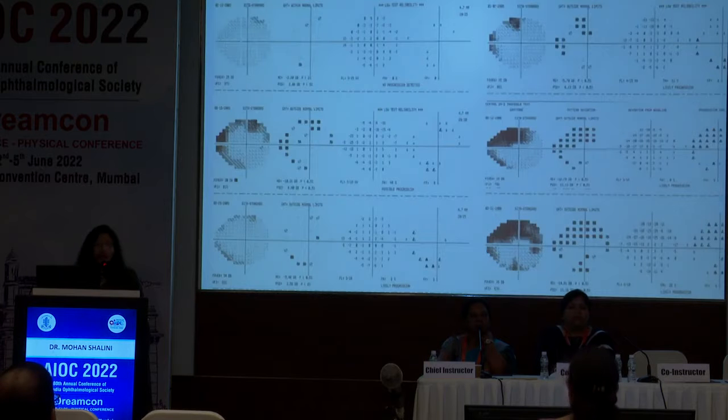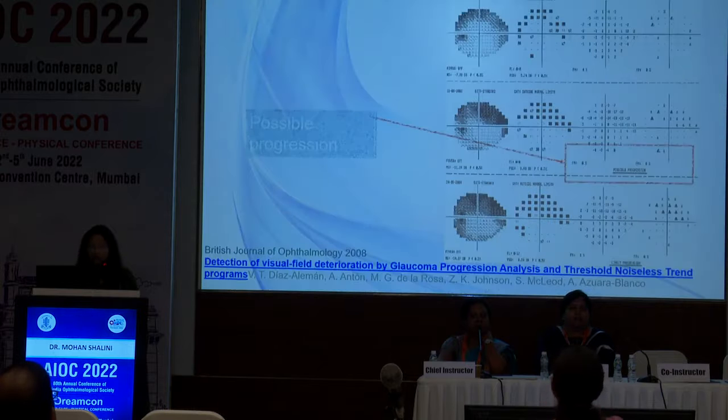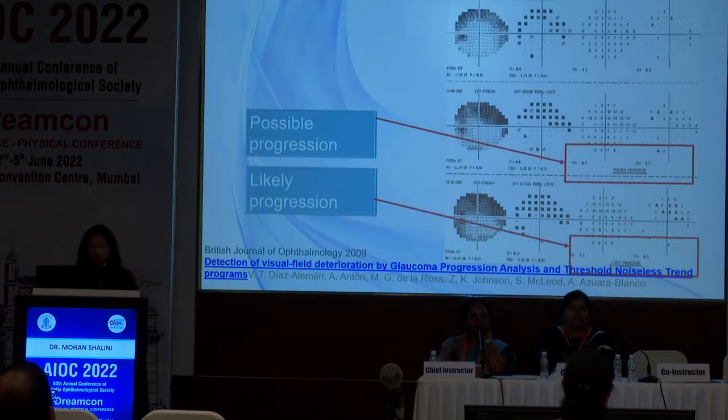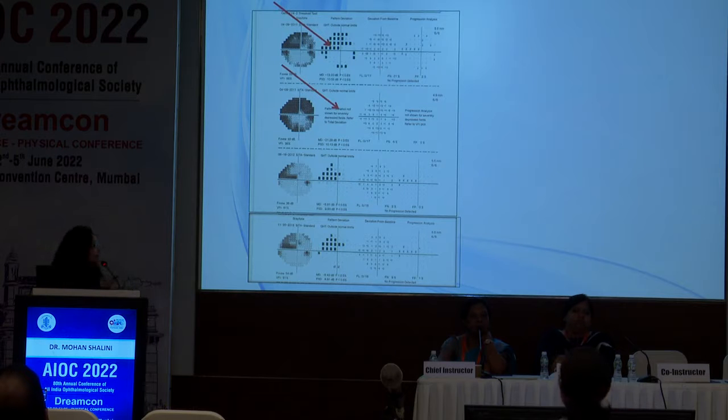Now, if we don't establish a proper baseline visual field, then obviously the comparison will not be proper, and then we tend to miss certain things. Now here we can see the GPA printout, and again a message of possible progression and likely progression. I wanted to show this GPA printout because in the first printout here, we can see there is a superior arcuate scotoma, and in the next one, there is a sudden depression of the visual field and almost the whole of the visual field is gone.